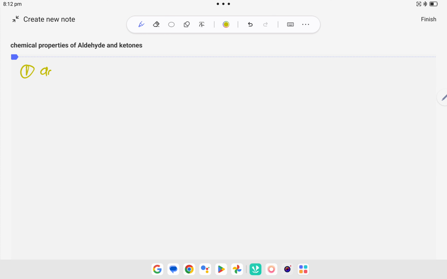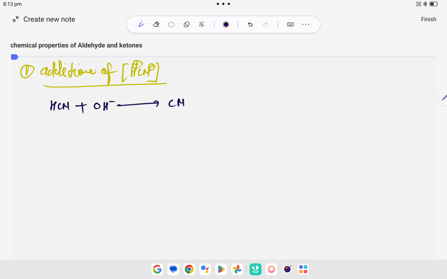Now, addition of HCN. Here CN minus and H plus. You have to identify the nucleophile. CN minus is the nucleophile. How is the nucleophile formed? Check the formation of the nucleophile. HCN reacts with a basic medium, so from here CN minus becomes free and water formation is done.